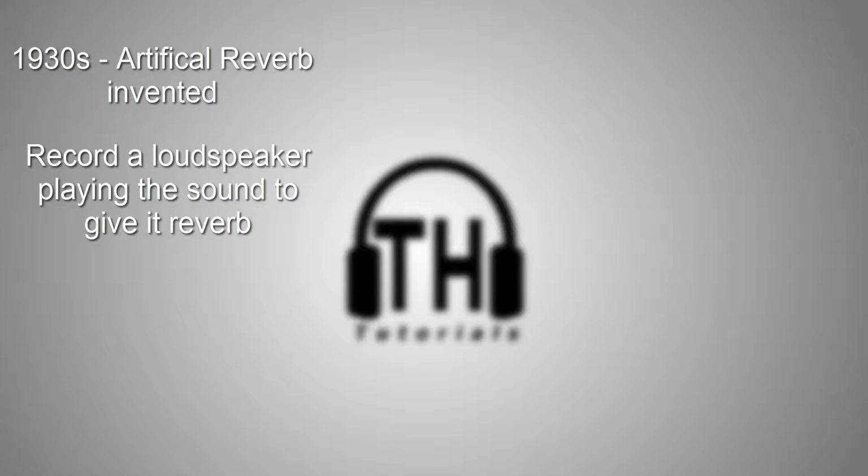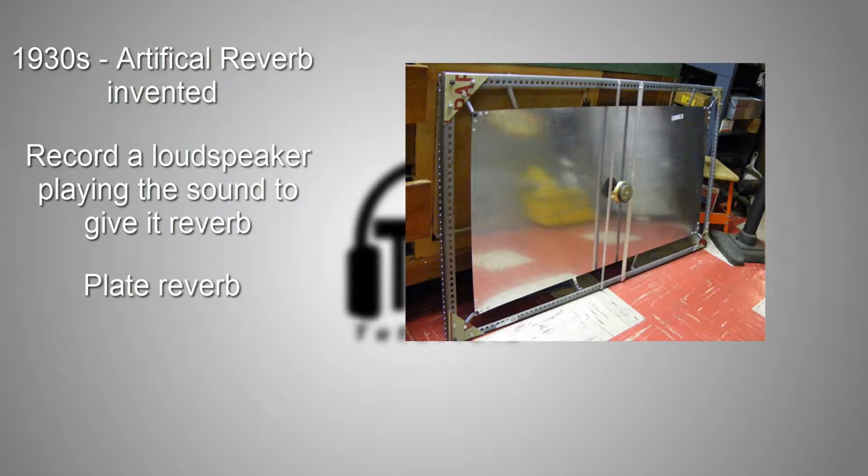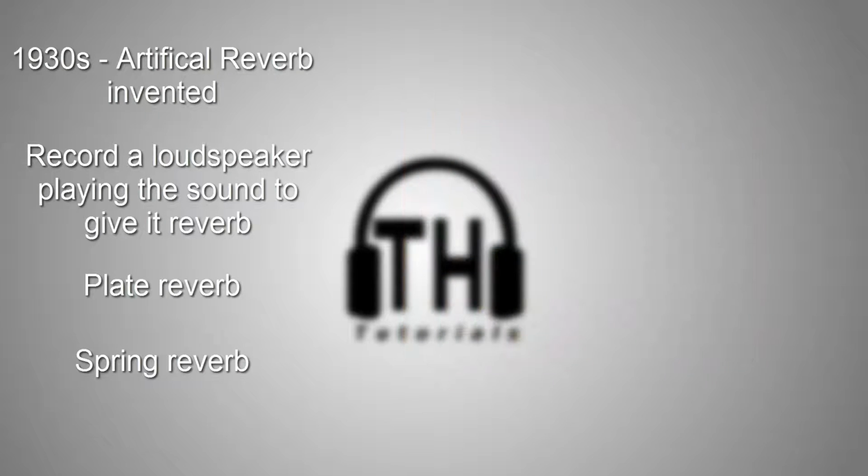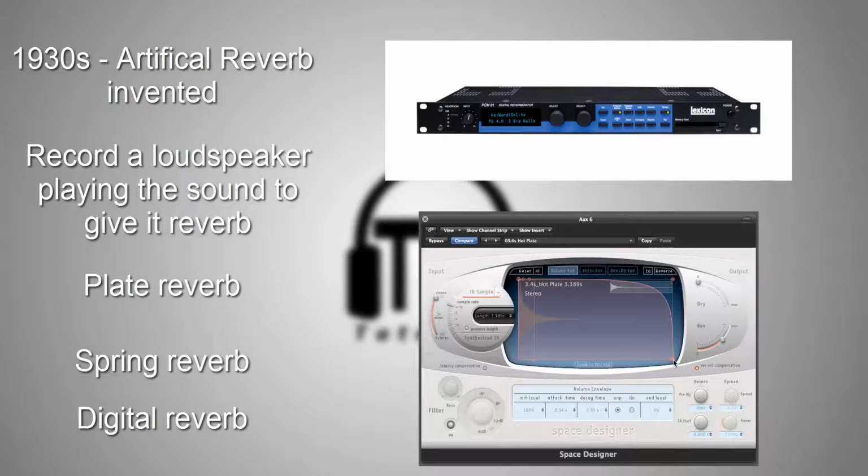Eventually, this developed to lead us to plate reverb, where an input signal is turned into vibrations that are transferred to a large metal plate, the sound of which is recorded by an attached pickup. We also have spring reverb, which works in a similar way, but in a much more compact form of a spring. The reason I tell you about these is because today they are emulated in digital reverbs we commonly use.